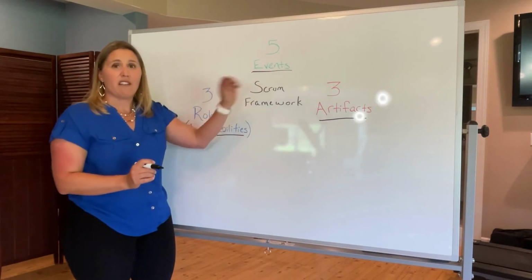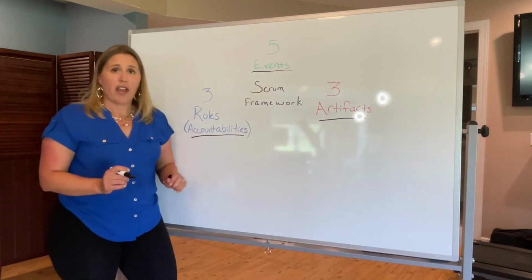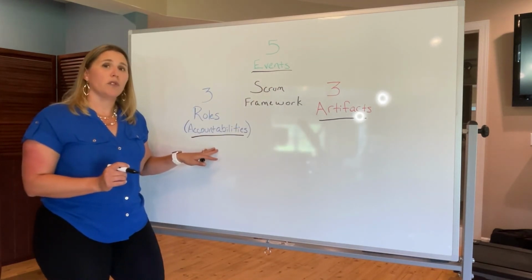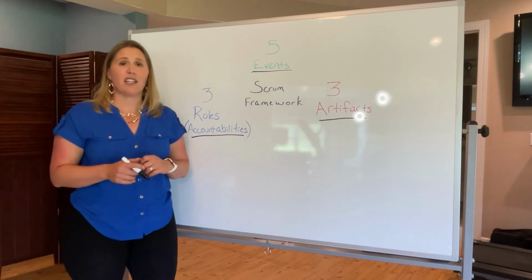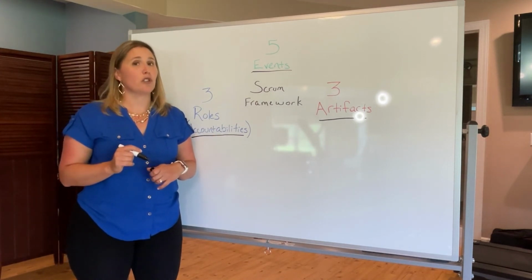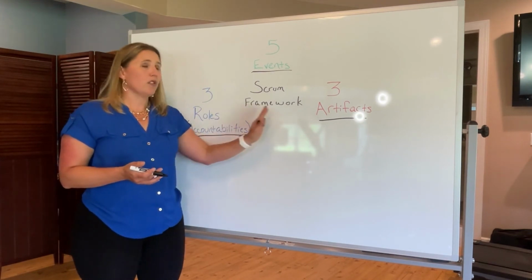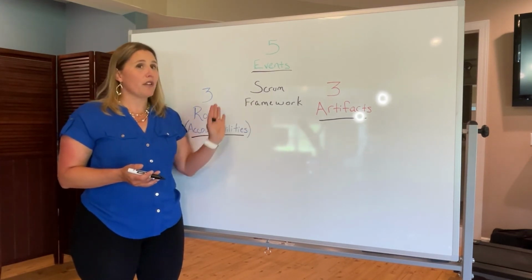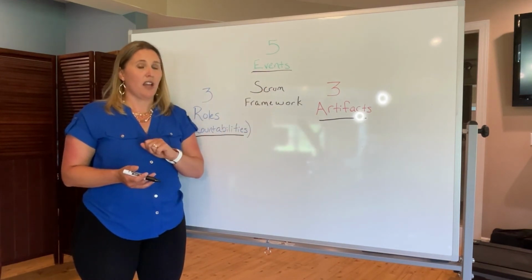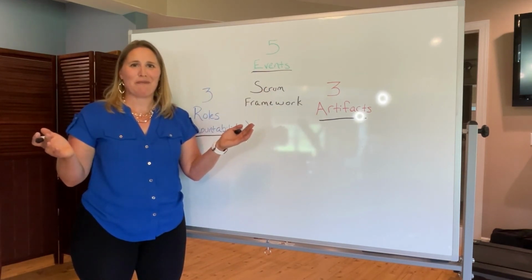It could be one of the events. It could be one of the artifacts. It might even be with one of the roles or accountabilities. That's fine. That's where your organization is going to start your journey. And from there, you'll build. And eventually, you will have the whole Scrum Framework in place, the entire 3-5-3. And by then, you'll know you're a Scrum team.